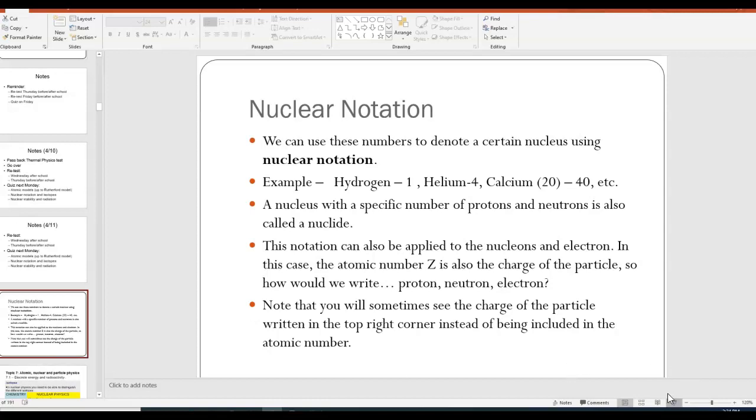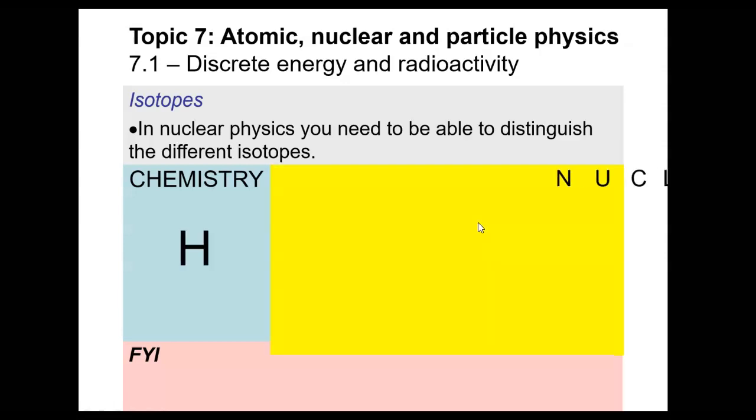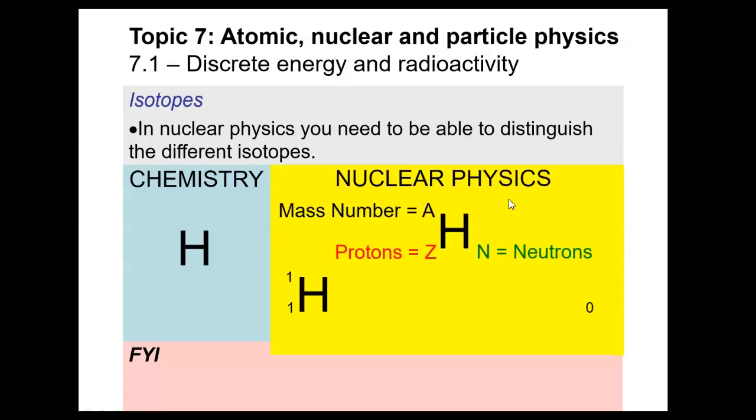So let's look at some examples. Okay, I think we saw all of these before. This is just showing different isotopes of hydrogen written in nuclear notation.